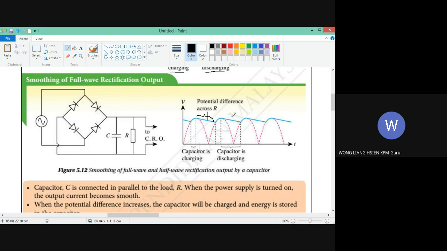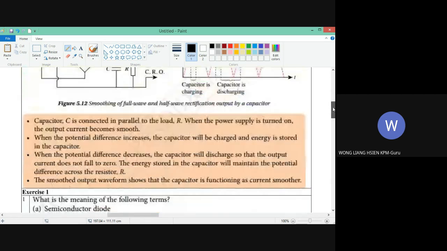What we can do is we use a capacitor with a bigger capacitance. Capacitance is the capacity of the capacitor. Okay, a capacitor with bigger capacitance will be able to store more charge. The bigger the capacitance, the larger the amount of charge that the capacitor can store.